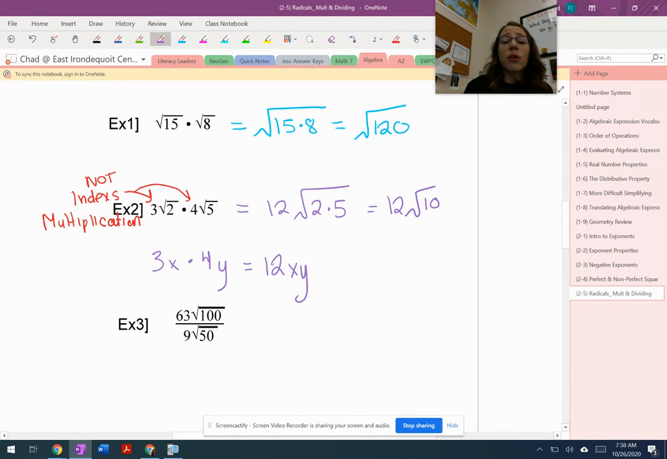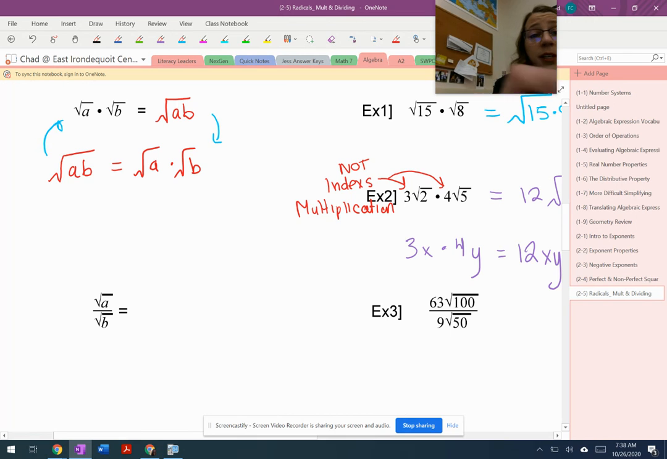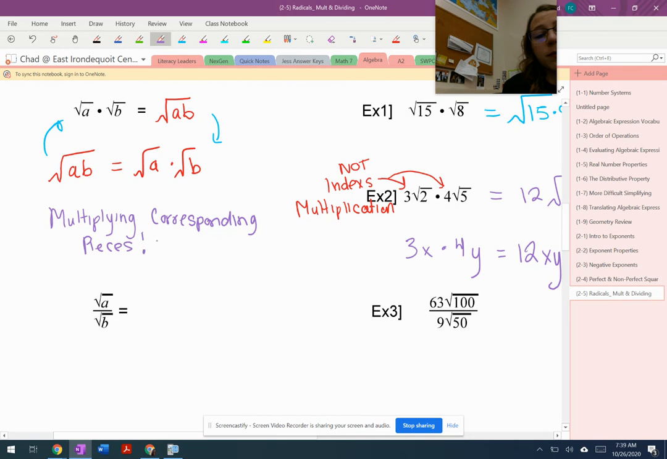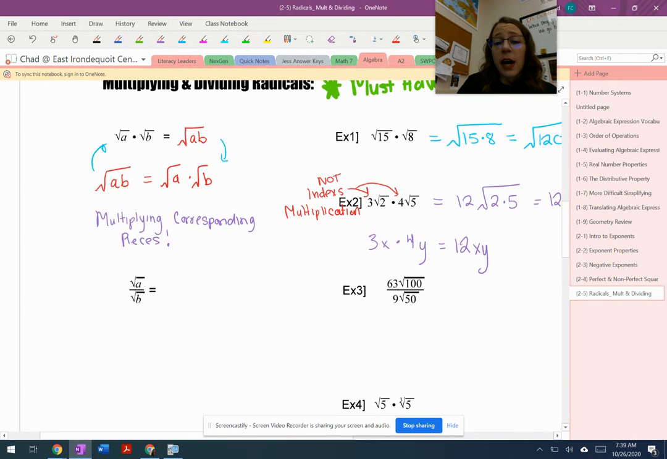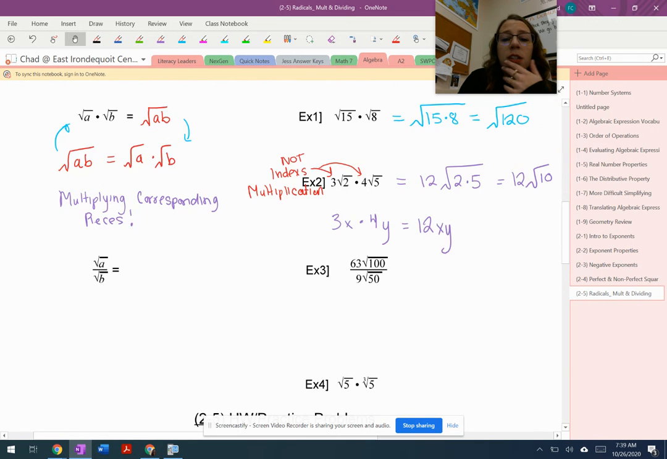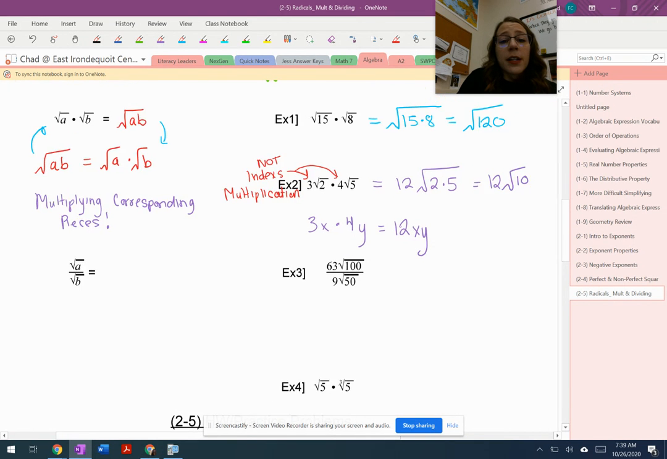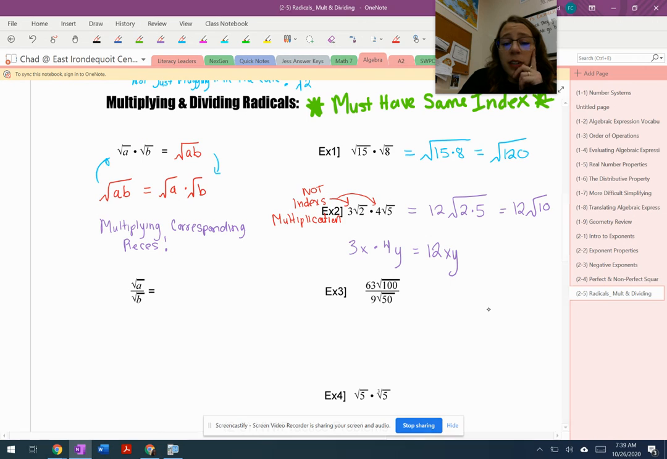So again, you're just multiplying those corresponding pieces. And we're going to jot that down real quick. So we are multiplying corresponding pieces. That coefficient on the outside times that coefficient on the outside, except it's not a coefficient because it doesn't have a variable. All right, so that was multiplying. We'll take a look at division in the next one.